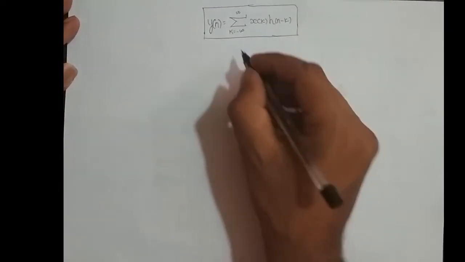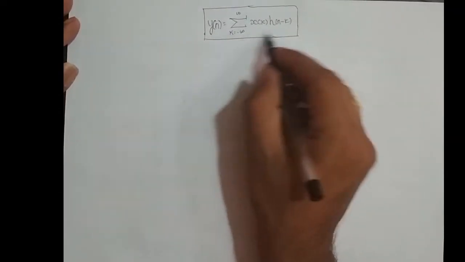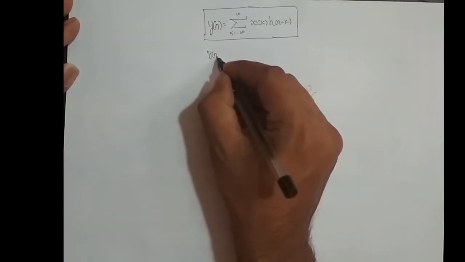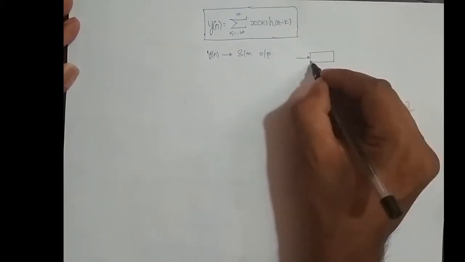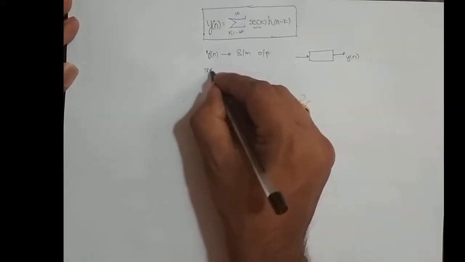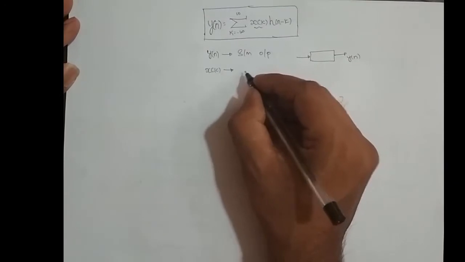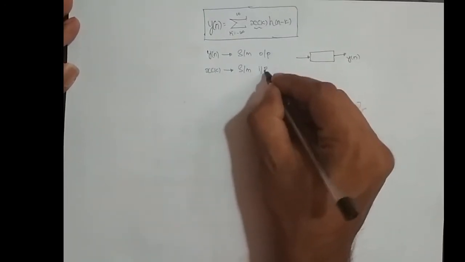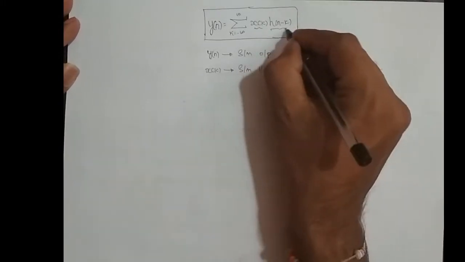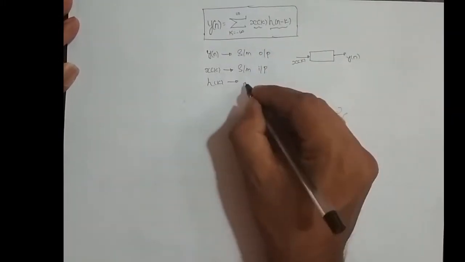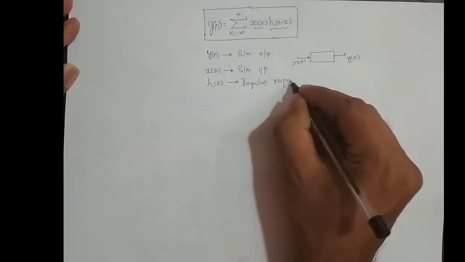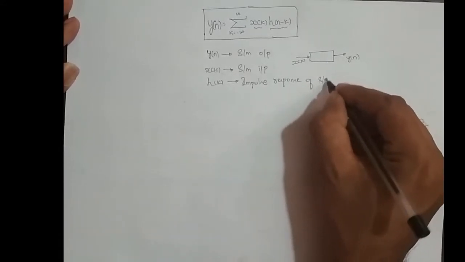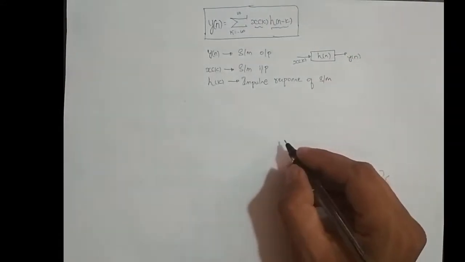We have three signals in this equation. First one is y of n, which is the system output. This is our y of n, right? And next is x of k, which is the system input, which is this. And next is h of k, which is the impulse response of the system.